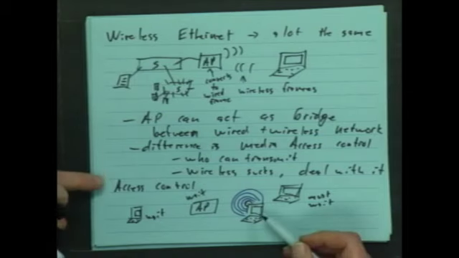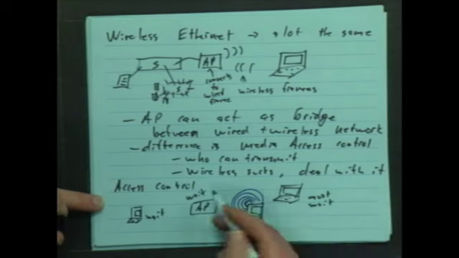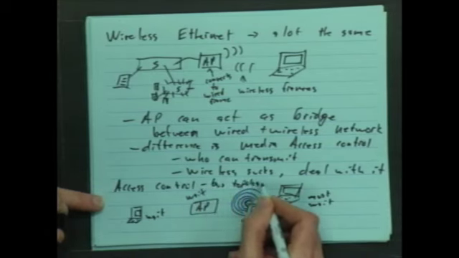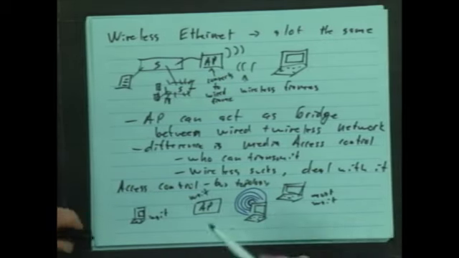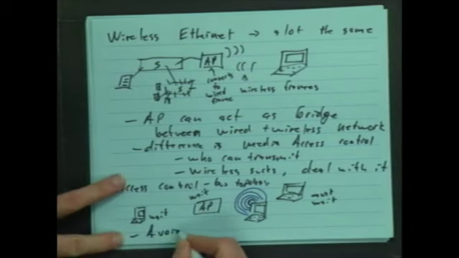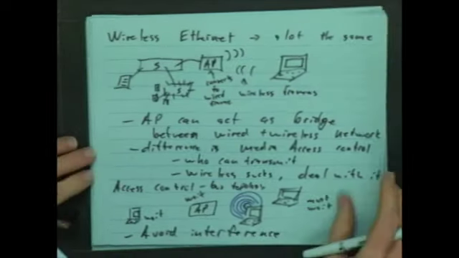Remember that. What was the topology here? What's our topology? This is a bus topology. So the first thing we need to worry about is we need to make sure that people don't interfere with each other. We want to avoid interference, okay? And I guess we'll just move on over here.